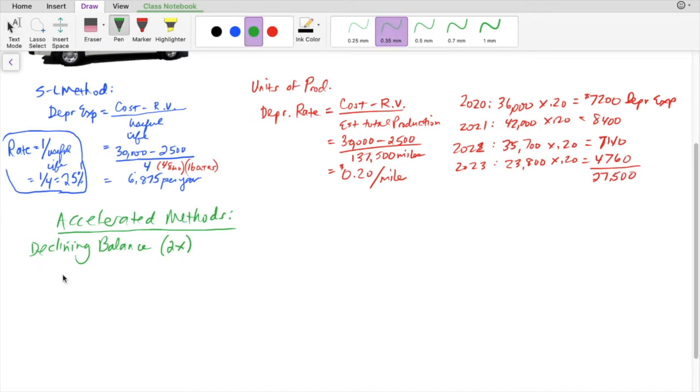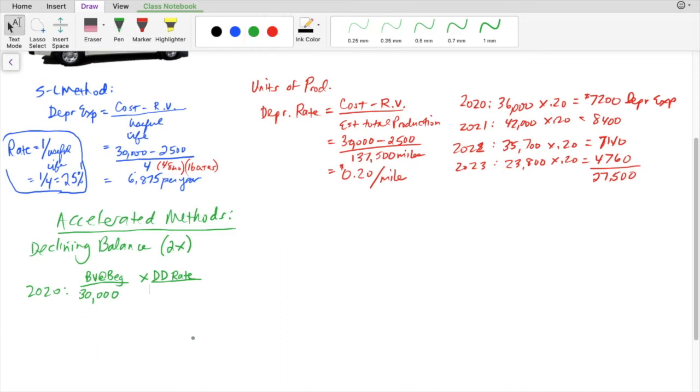So, to do this, it works a little bit differently. We're going to look at each year. So in 2020, what was the book value at the beginning of that year? Well, the book value, which is cost minus accumulated depreciation, was 30,000. This is my cost. Why? Because I hadn't depreciated anything yet. The next thing I'm going to do is take that times the double declining rate.